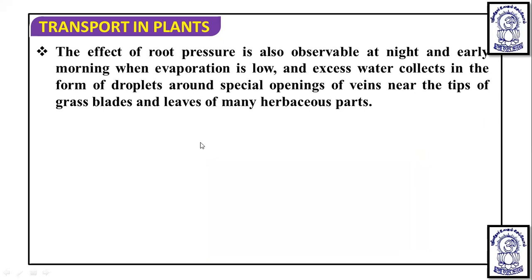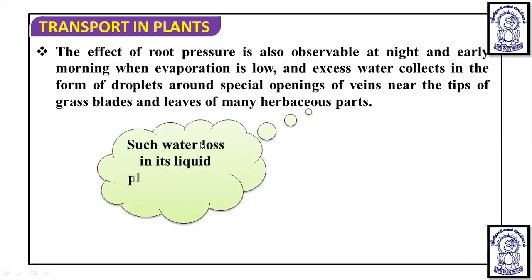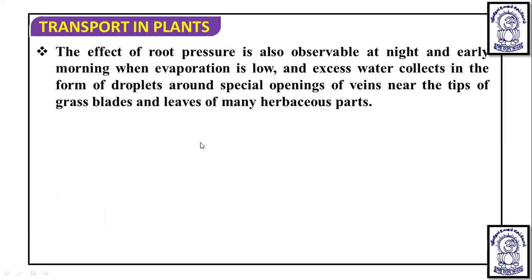So the effect of root pressure is also observable at night and early morning, because in early morning and night evaporation is low, transpiration is low, and excess water collects in the form of droplets around the special openings of the veins near the tips of grass blades, meaning grass lamina, and the leaves of many herbaceous plants. Such water loss in its liquid phase is known as guttation.